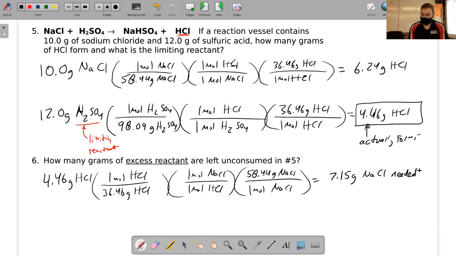or will be consumed out of the 10 grams that you're starting with. So how much excess reactant remains? If you subtract the 7.15 grams of sodium chloride that's consumed from the 10 grams that you started with, you'd end up with 2.85 grams of NaCl remaining.